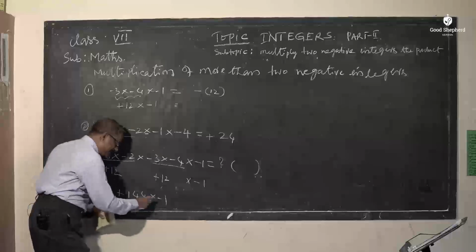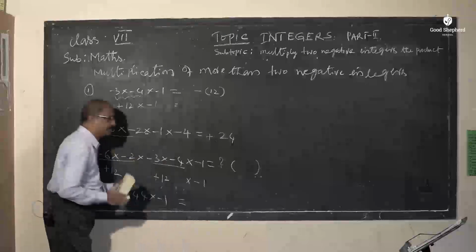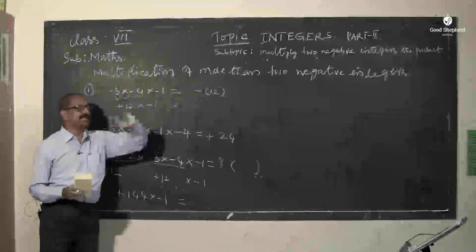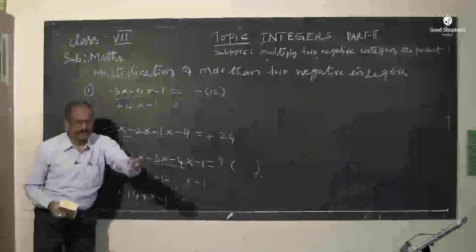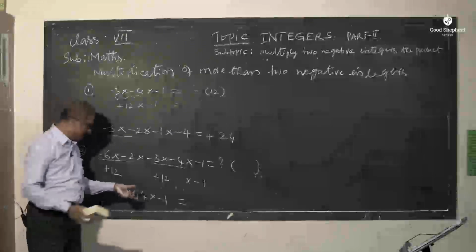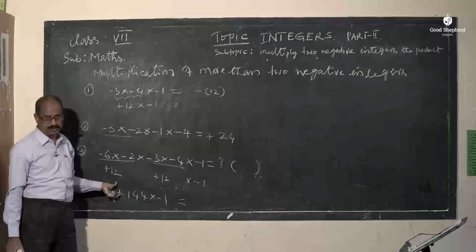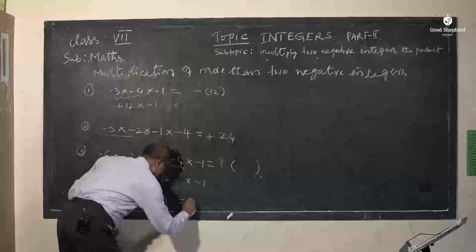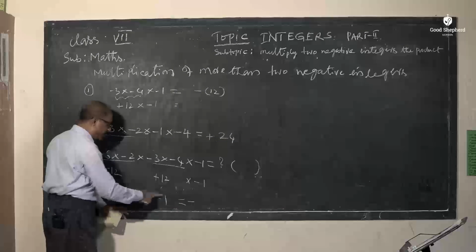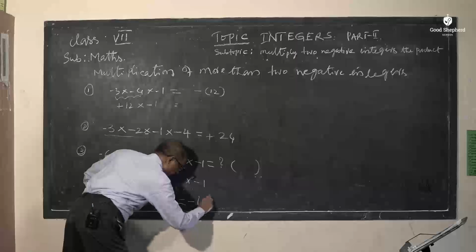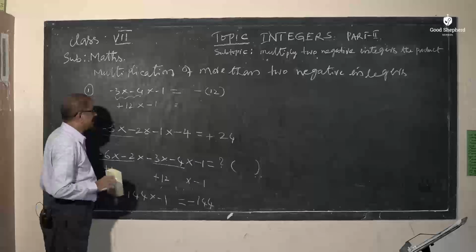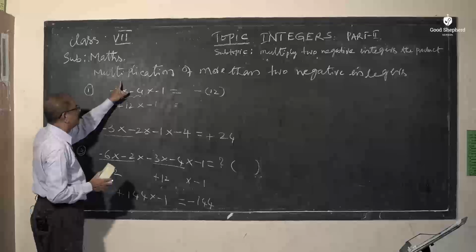Now plus into minus, we have already learned this third point: a negative integer and a positive integer, the product is a negative integer. Here one is a negative integer, the other is a positive integer, so it becomes a negative integer. I will put a minus sign, and 144 ones are 144. Okay. Next, I am going to introduce one more number.